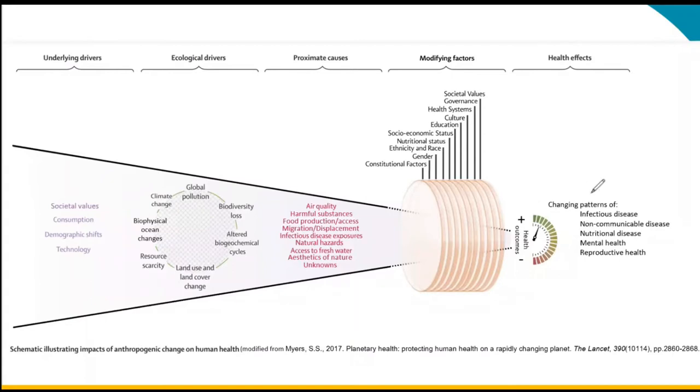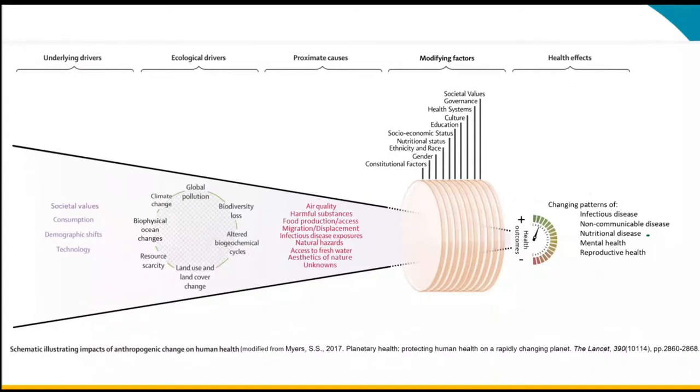And some of those changes relate to exposure to infectious disease, like I said, non-communicable disease patterns, as well as we're changing our food systems, we're changing what we're exposed to and what we eat, and our societal values are changing. So we have changing patterns of non-communicable diseases. We have changes in nutritional diseases, mental health, and reproductive health. So all these things summarize the framework of planetary health.